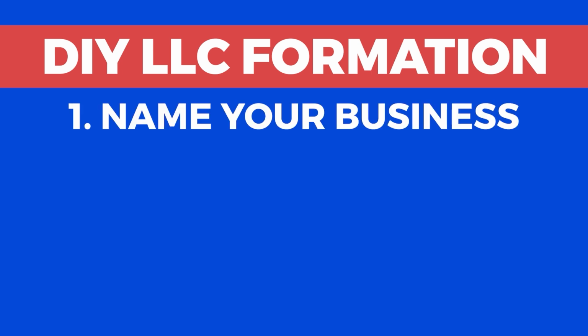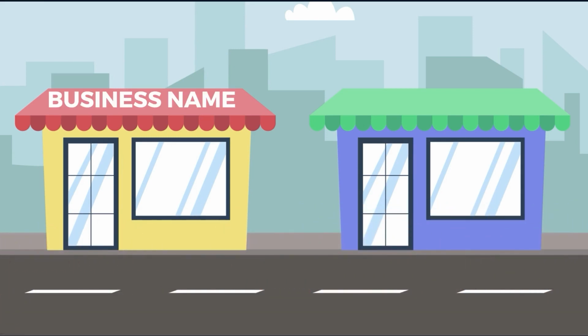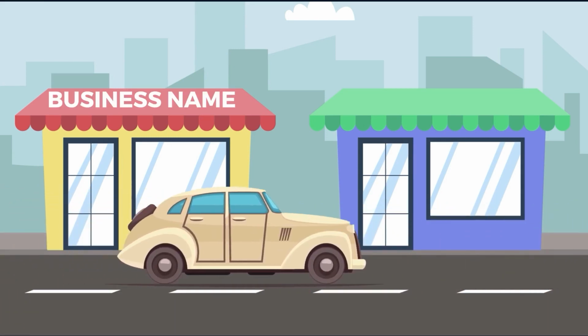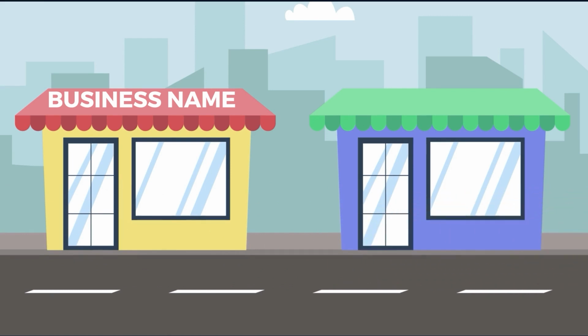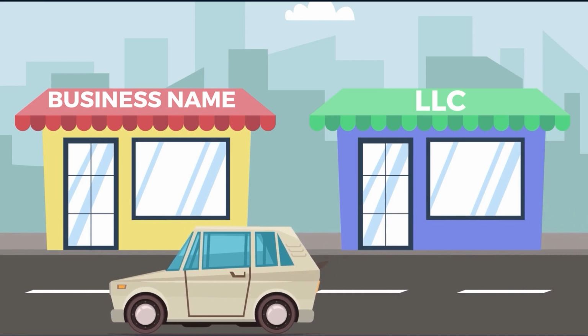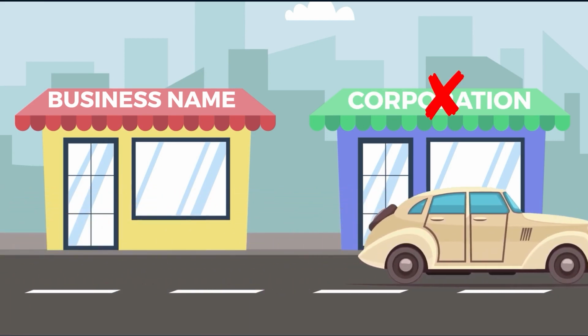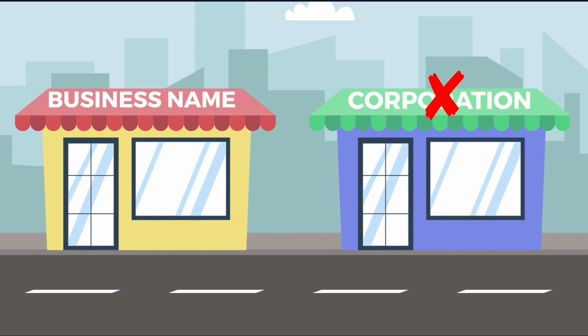Step 1. Name your business. Before anything else, you'll have to think of the LLC's legal business name. Each LLC in South Carolina must have a distinct LLC name that is not currently in use. You must include the terms limited liability company or an abbreviation such as LLC. You cannot include phrases such as corporation, which would lead people to believe you are a different business type.